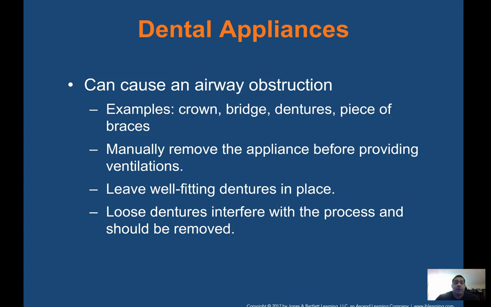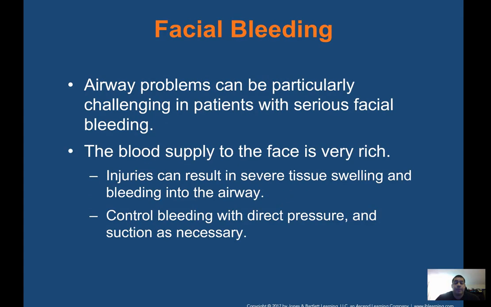Dental appliances can cause an airway obstruction. Examples: crown, bridge, dentures, piece of braces. Manually remove the appliance before providing ventilations. Leave well-fitting dentures in place. Loose dentures interfere with the process and should be removed.